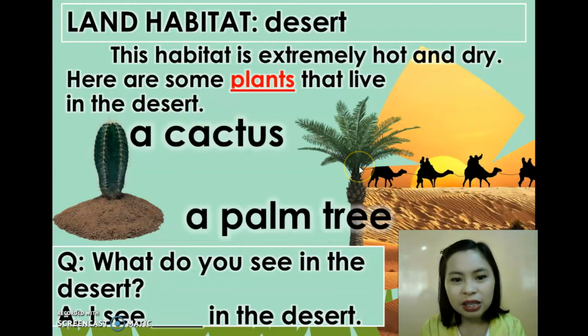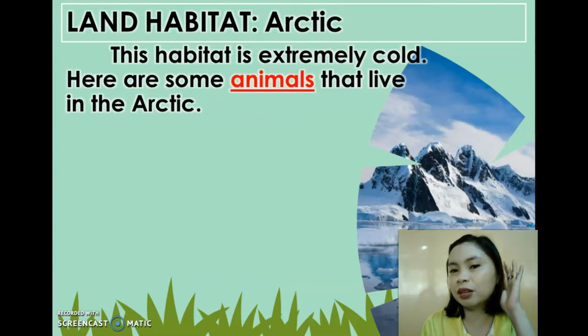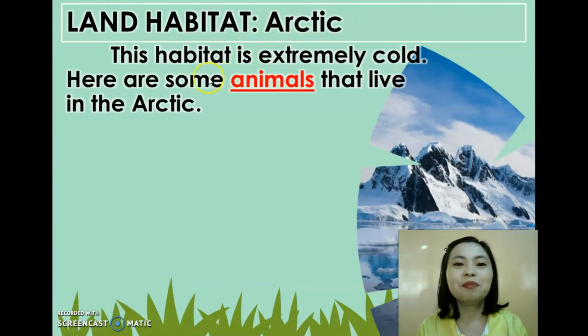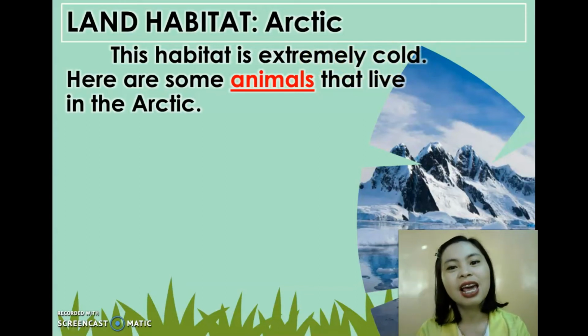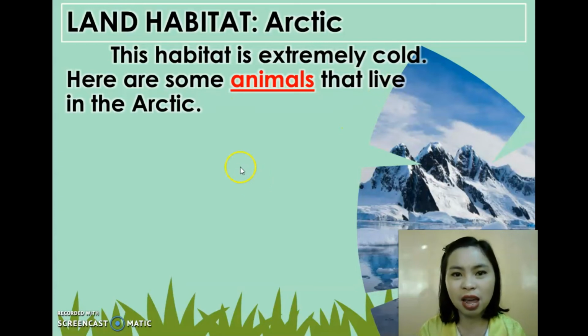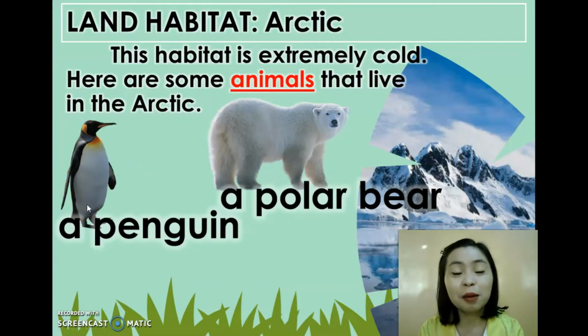Next one is, I think this is the last land habitat we're going to study, and that will be here, Arctic. One more time. So this time, this habitat is extremely cold, meaning it's very cold. It's opposite of the desert. And the animals that are living in there are a penguin and a polar bear.